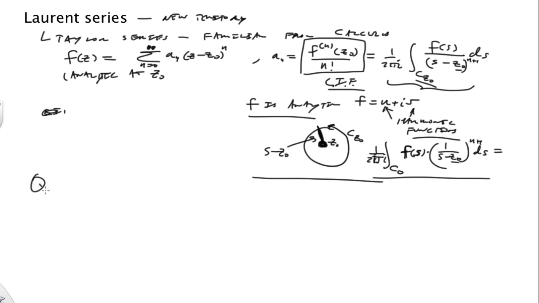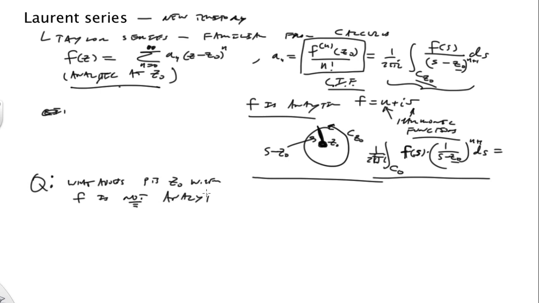But now let's ask a basic question. We have this nice Taylor theorem, and it works when f is analytic at z naught. But what about points z naught where f is not analytic? Can I find a series representation? And the answer is yes.